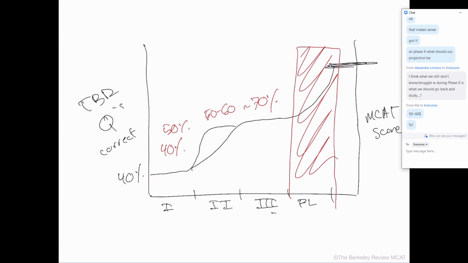Yeah, exactly, Alexandra. 50 to 60 is money. If you can get up to 70% of TBR questions on a big sample size, you're going to be really well off.